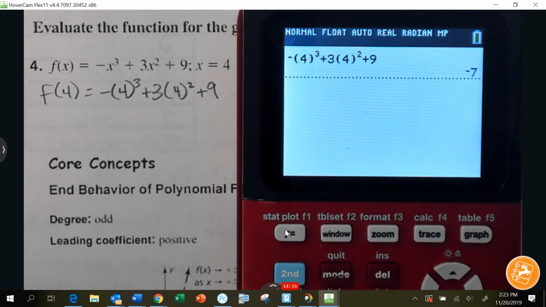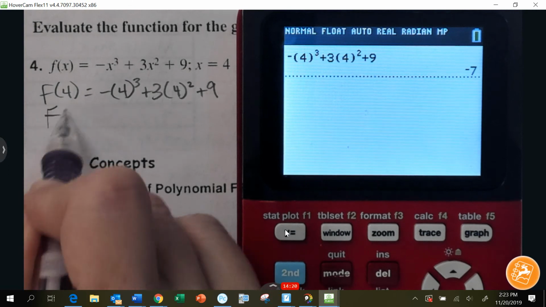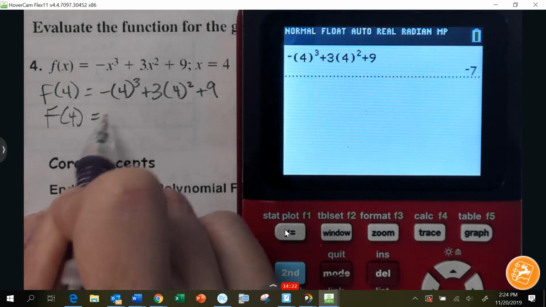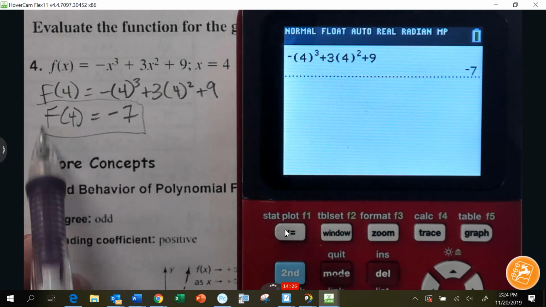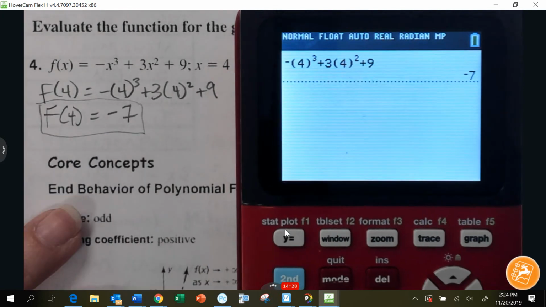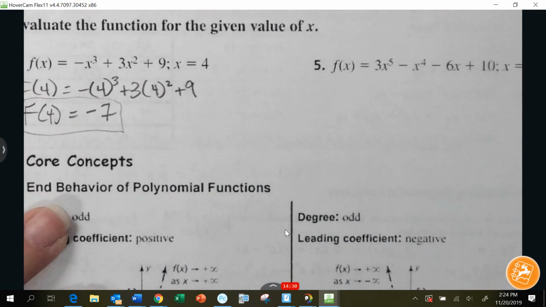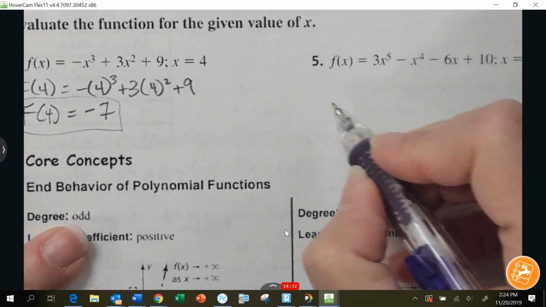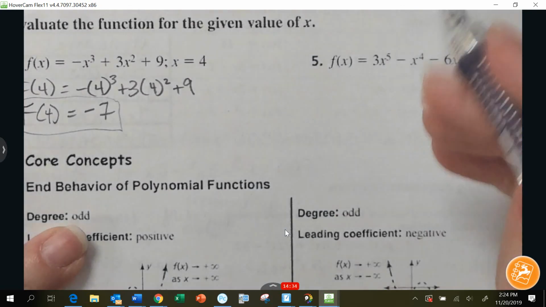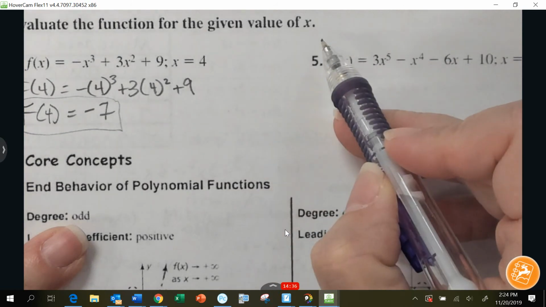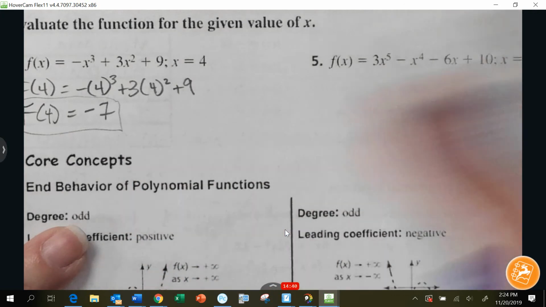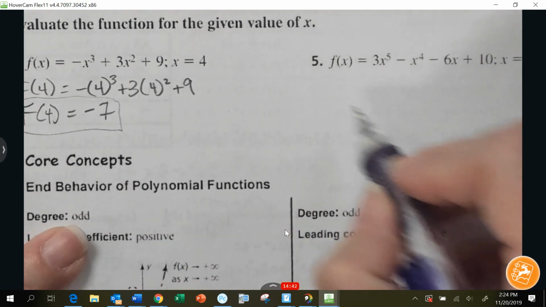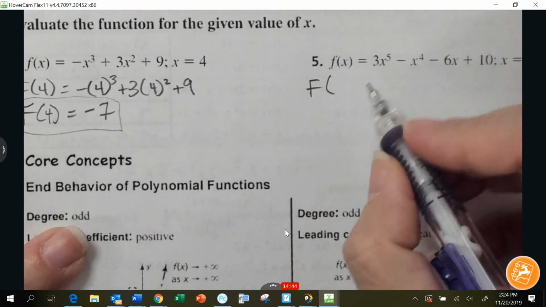Negative 7. Okay, negative 7. So f of 4 equals negative 7. If I write it a certain way, then the answer is yes. Do we have to do parentheses 4, negative 7? No. You're just finding the y value when x is given. On a graph, that's what it would mean.